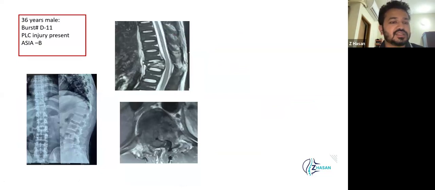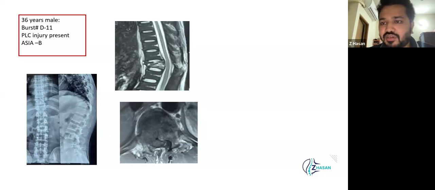He's a 36-year-old, still a burst fracture. Again, I am sorry for not having the CT scan here, but still it is a burst fracture. We are not going into the description for burst fracture, but burst fracture is present here. PLC injury is present, and this is an ASIA B injury. So anyone, please come forward with the TLICS score.